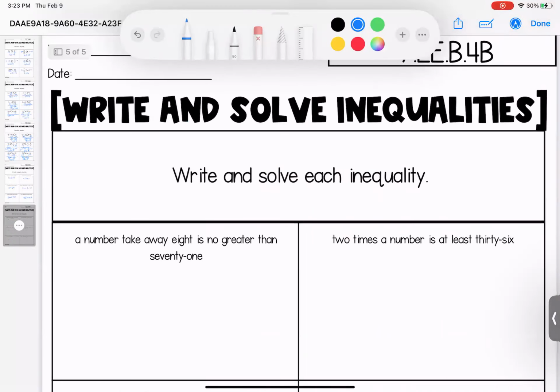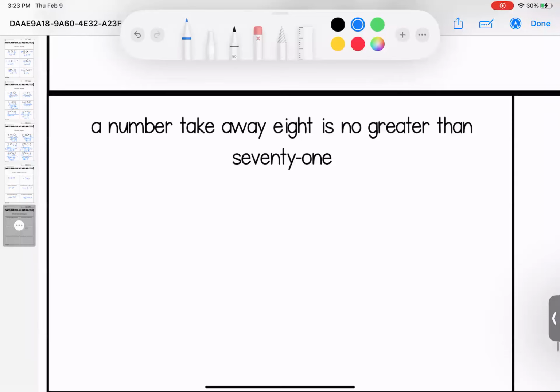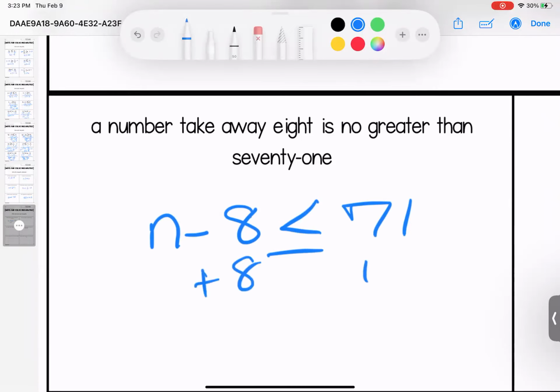All right, loves, last page. A number, take away 8, is no greater than 71. So it's no greater than 71. That means that it's 71 or smaller. Once we wrote that, now we can solve it. Add 8 to both sides. n is less than or equal to 79.